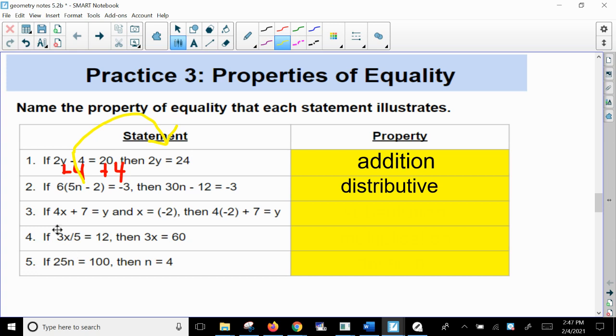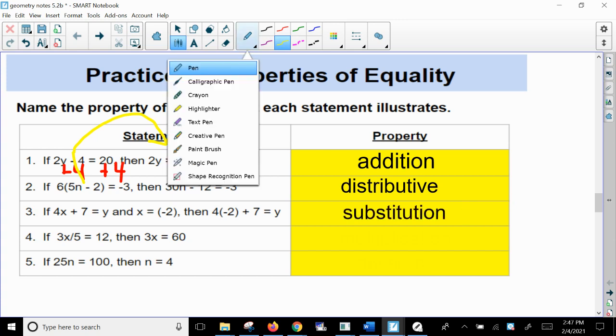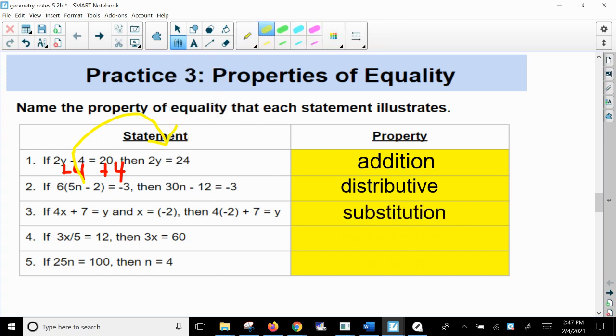Number 3, if 4x plus 7 equals y and x equals negative 2, then 4 times parentheses negative 2 plus 7 equals y. Substitution property. Wherever you see an x, you can replace it with negative 2.